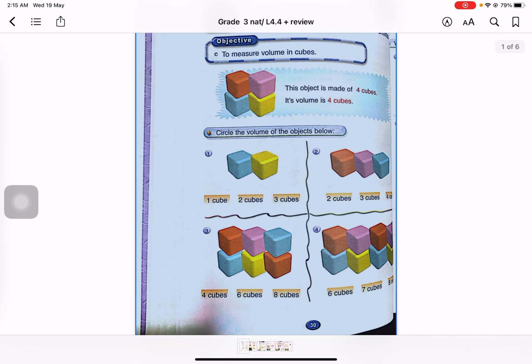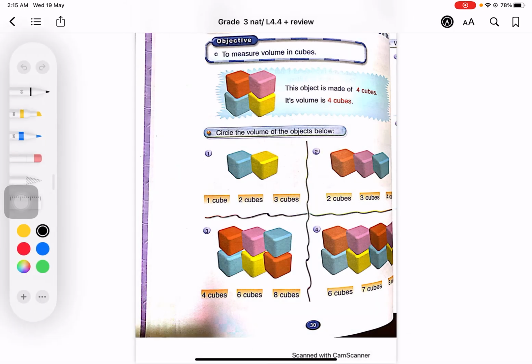We are on page 30, Lesson 4.4. Now, circle the volume of the objects below. How much is the volume for this object?